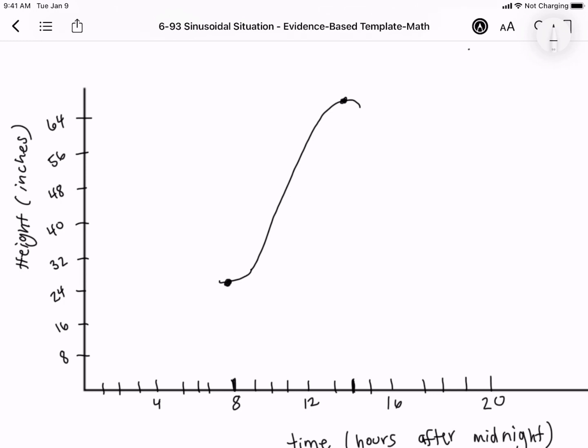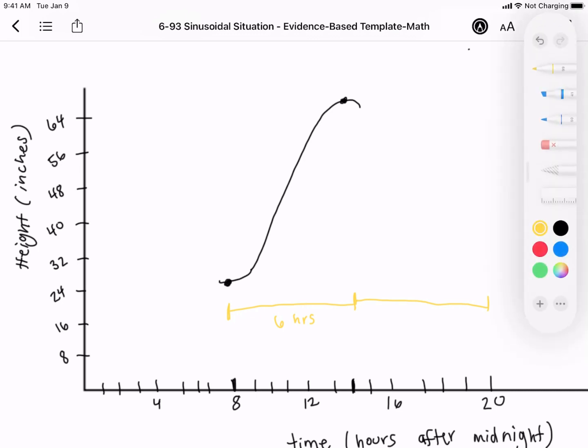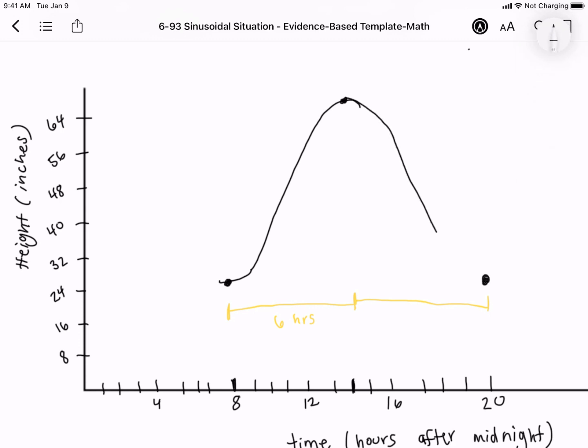So in order to make this look like a more substantial wave, we want to be able to add more points. So the way we'll do that is by following the pattern. Notice that from this minimum to the maximum is 6 hours. So we can find another minimum in another 6 hours. So at 20, the graph will be at another minimum. At 24, the tide goes back down, goes down there again. This looks more like a graph.